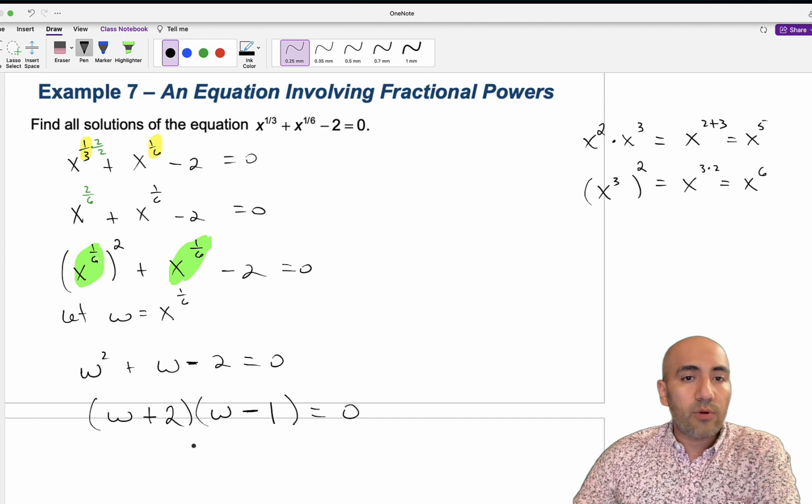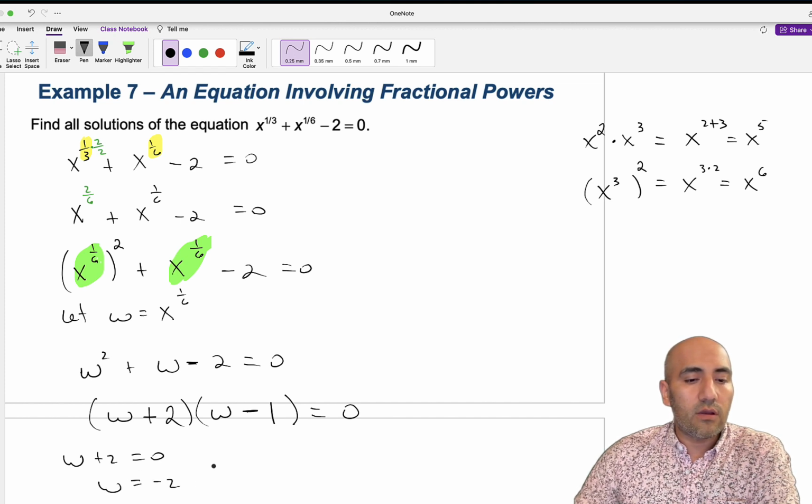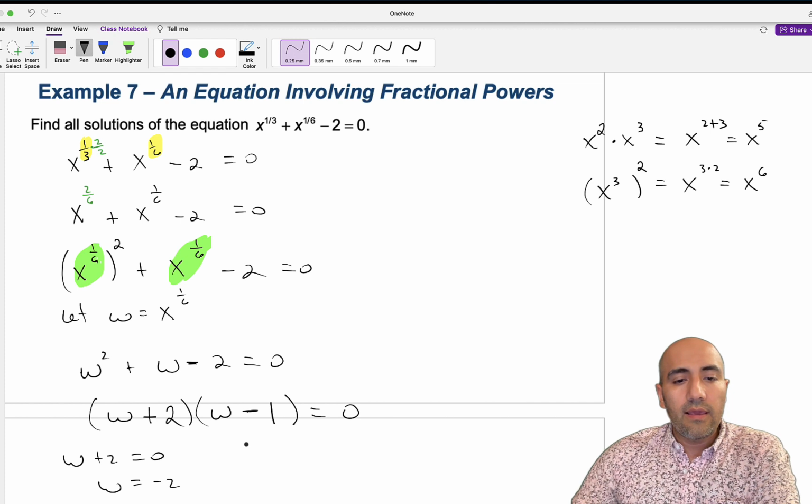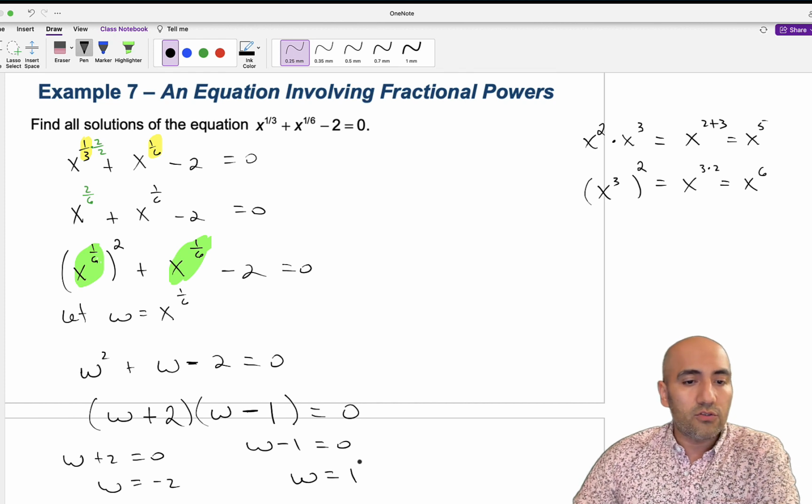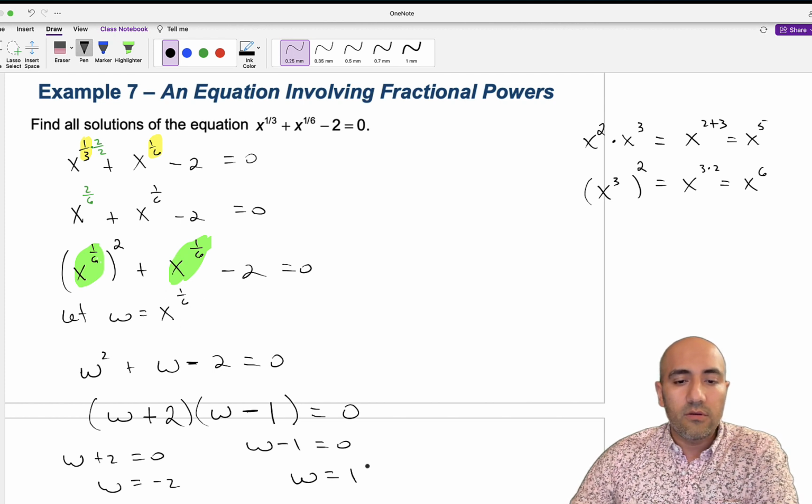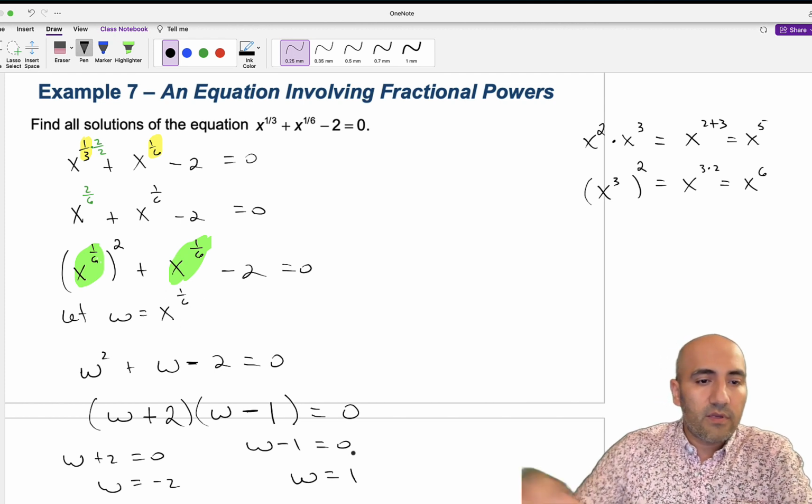By the zero product property, that means I can break these down. So w plus 2 must be 0, or w equals -2 is one solution. And w minus 1 equals 0, which means that w equals positive 1 is another solution. Okay, just when you think you're done, you've got to come back over here and replace your variable. So let's come down here.